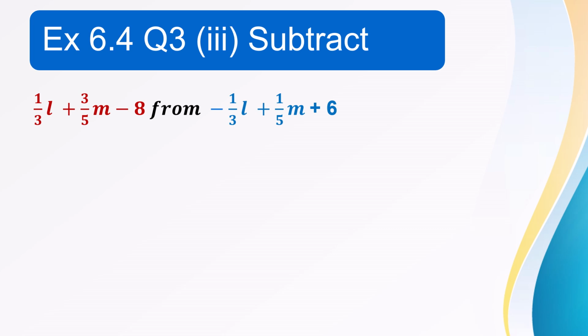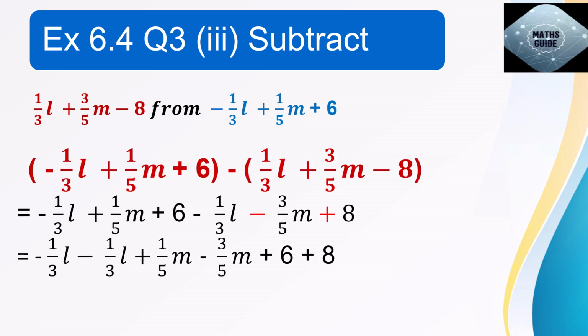Now exercise 6.4 question number 3 part 3. Subtract 1 by 3l plus 3 by 5m minus 8 from minus 1 by 3l plus 1 by 5m plus 6. Now it's your choice whether you want to solve this question by vertical method or horizontal method. I am solving this question through the horizontal method. So writing the expressions first, separated by this subtraction symbol or minus sign. Now opening the brackets.